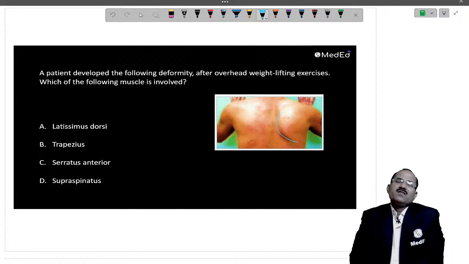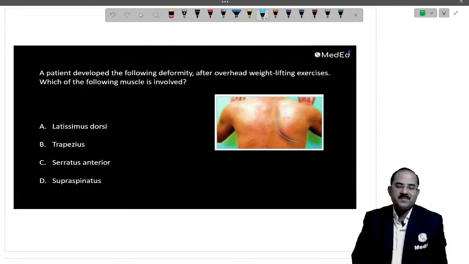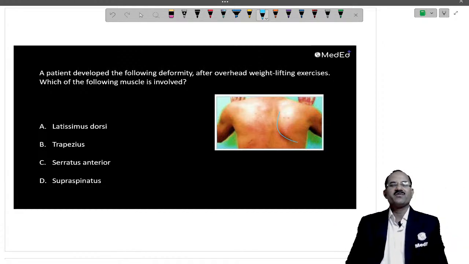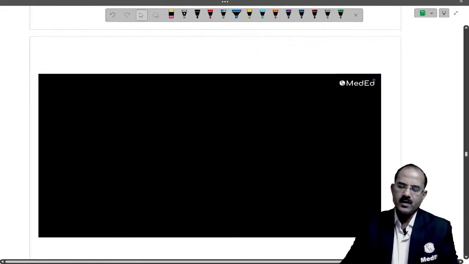And when the person is at rest, not performing any action, and still there's winging, that is paralysis of trapezius. Are you following this? I'll just write this down.